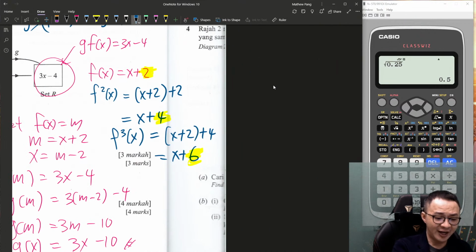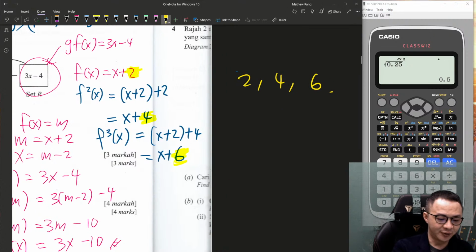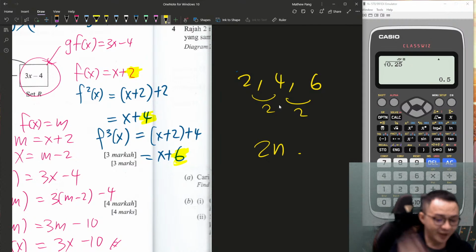So I have something like 2, 4, and 6 here. If I want to find the nth term for this one, it is basically given by adding 2 each time, right? So this one is basically 2n. When n equals 1 you get 2, n equals 2 you get 4, n equals 3 you get 6. Alright, so now I can know my f^n(x).